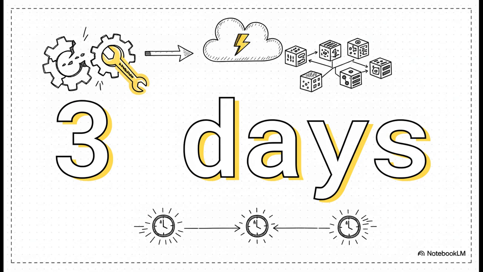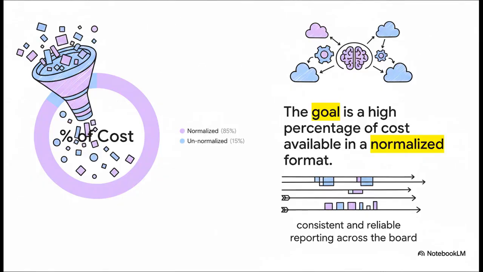Next is resolution. It's not enough to just find the problems, you have to fix them, and fast. A high-performing team can resolve data issues or even adapt to a source changing its billing format in just 3 business days. And ultimately, this right here is what you're aiming for. A really high percentage of your total cloud cost should be available in what we call a normalized format. That just means it's been cleaned up, contextualized, and mapped to your business, ready for consistent, reliable reporting that everyone can count on.